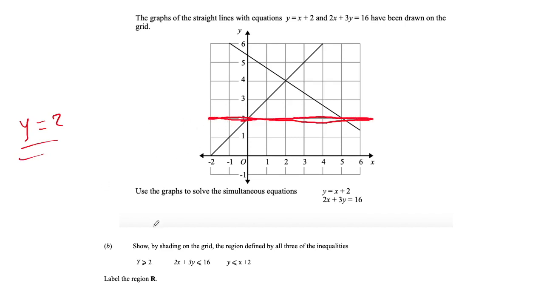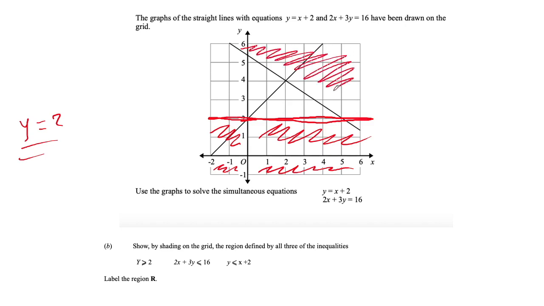We're only interested in the values that are greater than 2. So anything less than 2, cross out. Not interested in that. Show by shading on the grid the region defined by all three of the inequalities. The next one's going to be 2x plus 3y is less than or equal to 16. So we've got this line over here. We know that's a 2x plus 3y. We need less than or equal to 16, so we're going to cross out anything above.